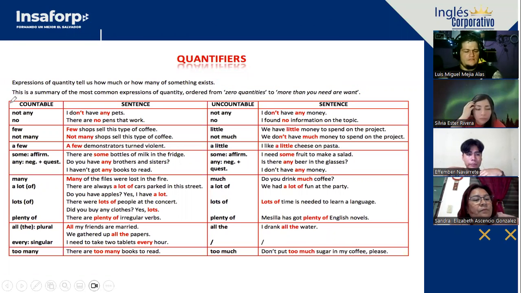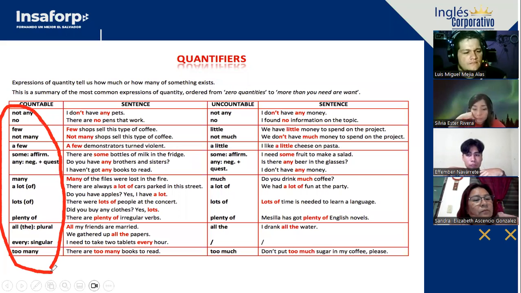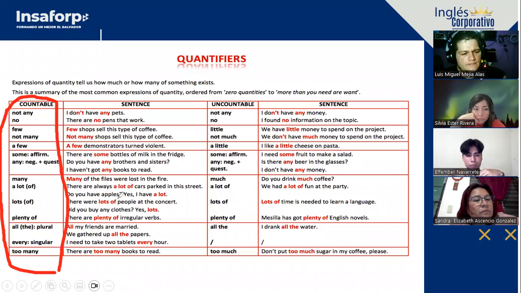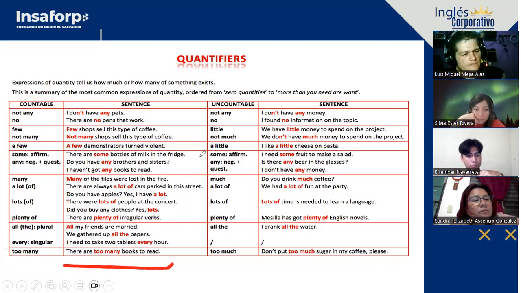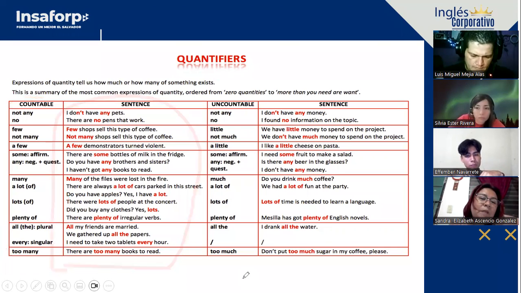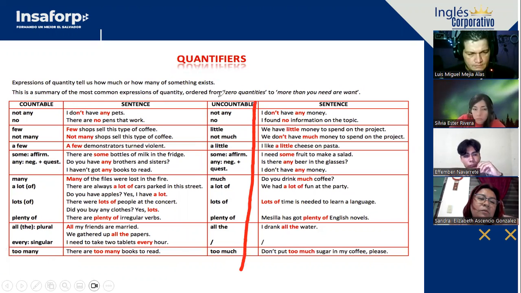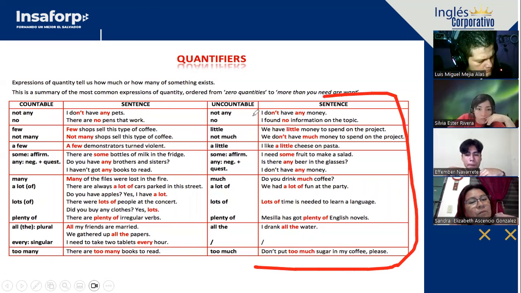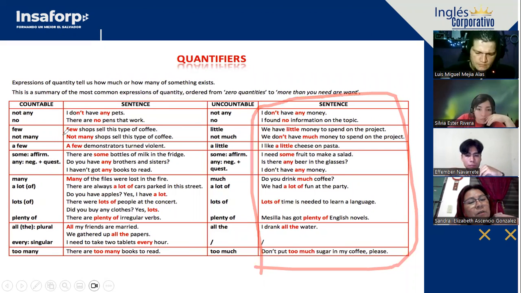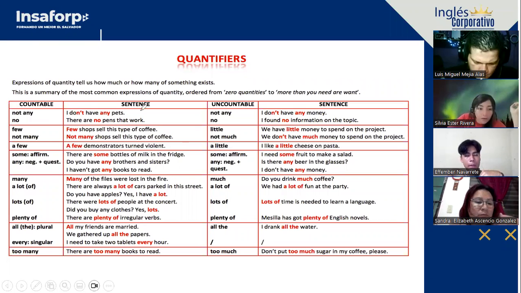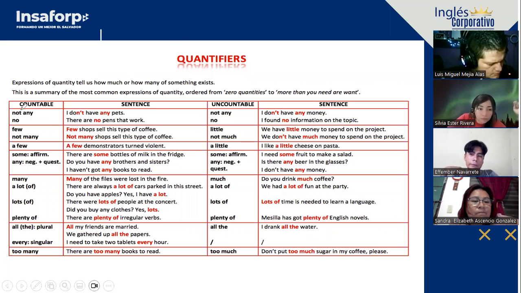There you have the examples. Those are quantifiers, okay? Quantifiers with countables, and you also have examples. Sentences as examples. And you also have the second option, quantifiers with uncountable nouns. And here you have some examples. So let's review. Pets, countables or uncountables? Countables, right? Okay. So David, read the first example.